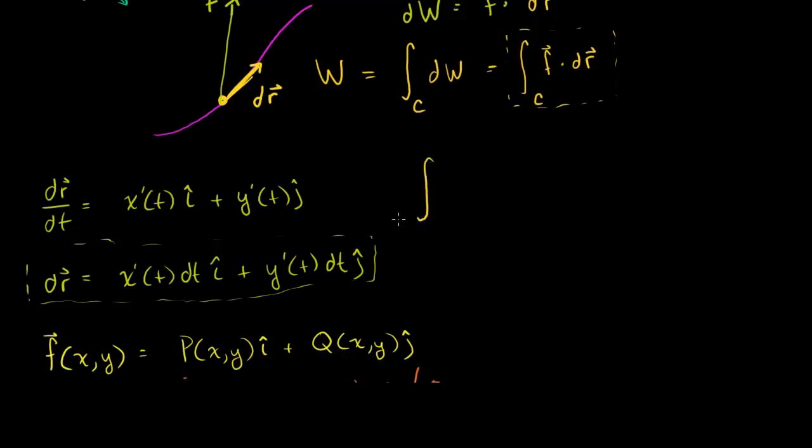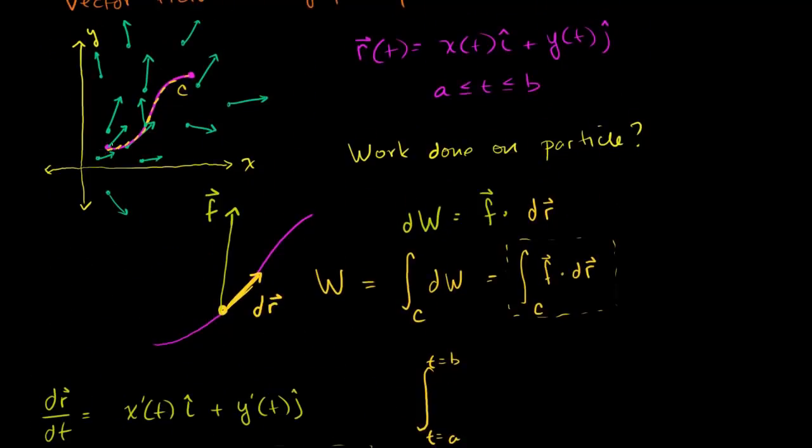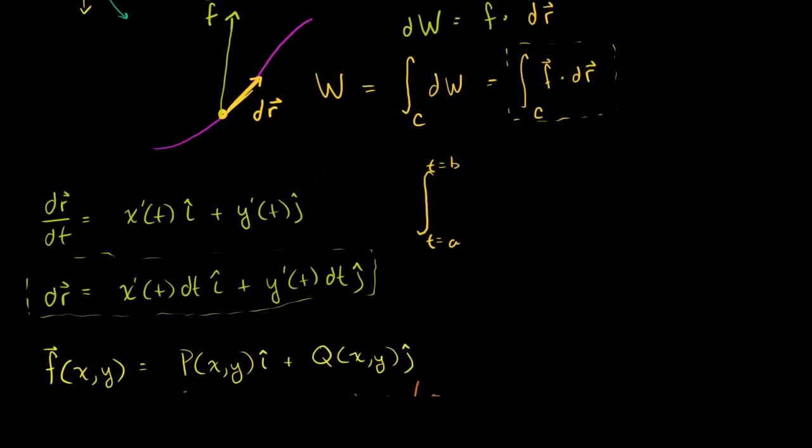So you could say, well, gee, it's going to be the integral. Well, let's just say from t is equal to a to t is equal to b. A is where we started off on the path. You could imagine it as being time, as a particle moving as time increases.